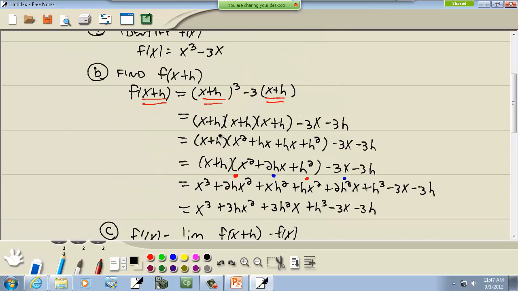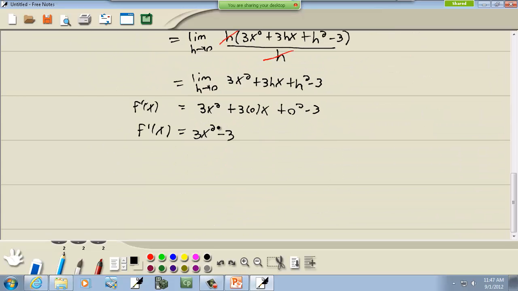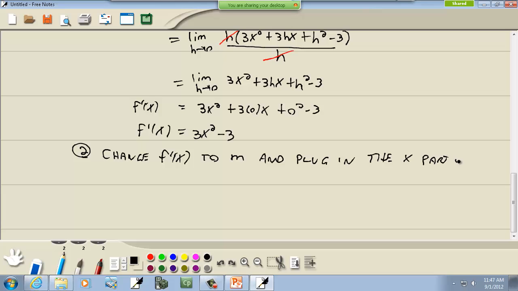And that's step 1. Okay, step 2. Change our f prime of x to m, and plug in the x part of our point. Now I'm going to say of our point given, so you know to look back up at the top. And then simplify.